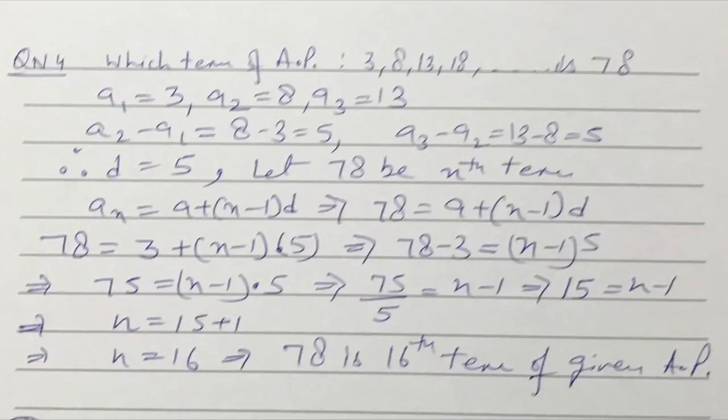Let 78 be the nth term. Now the formula for the nth term is an is equal to a plus n minus 1 into d. Here an is 78, a is 3, n we don't know and d is 5. So let us put the value of an, a and d keeping n as it is. So we have 78 is equal to 3 plus n minus 1 into 5. 78 minus 3 is equal to n minus 1 into 5. When you solve this equation for n, you will get n is equal to 16. Therefore, 78 is the 16th term of the given AP.